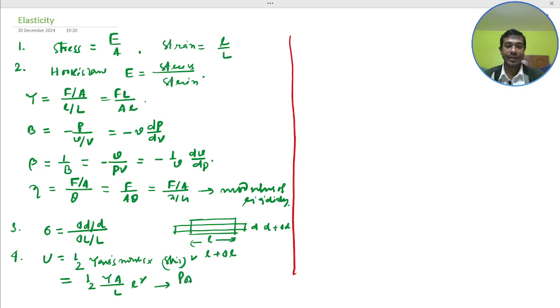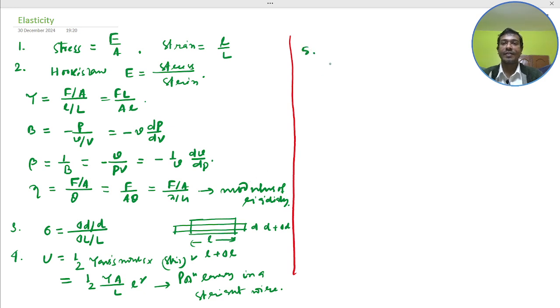I just write here, this is very important. Potential energy in a stretched wire. Potential energy of a stressed wire is equal to U equal to half YA by capital L into small l squared. Next one, the surface tension.